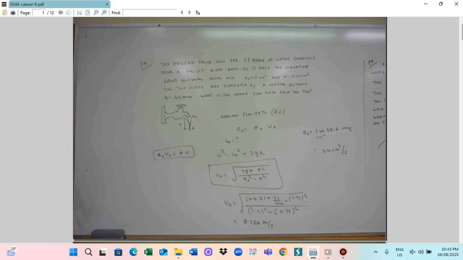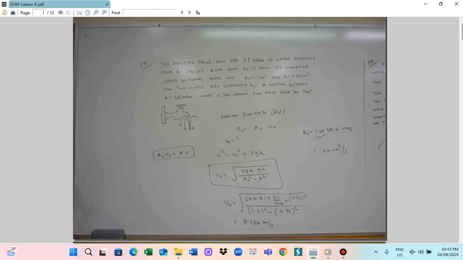So the volume flow rate can be calculated. The volume flow rate RV is equal to A0 times V0. So we have to calculate V0. A0 we already know, A0 is 1/2 centimeter square. V0 needs to be calculated, and it can be calculated by the formula.